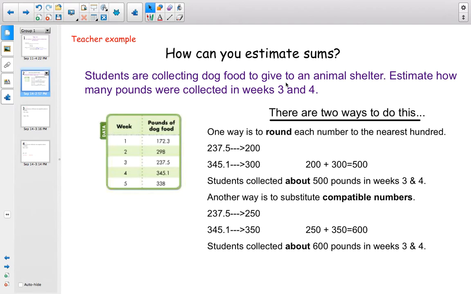All right, how can you estimate sums? Before we move on, can you tell me what a sum is? Click submit when you're ready. Good. A sum is the answer to an addition problem.